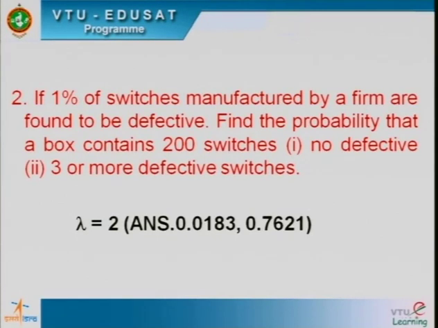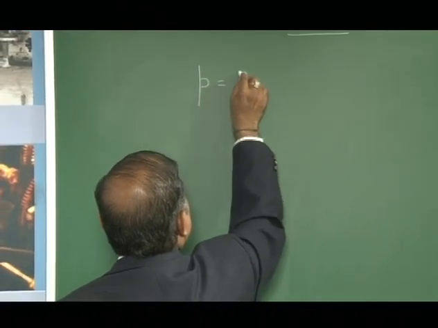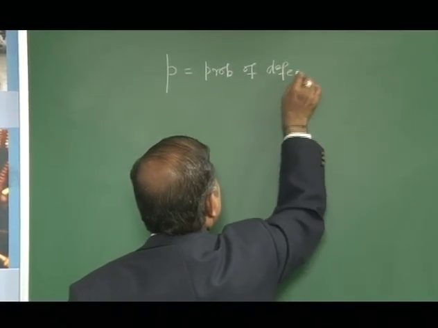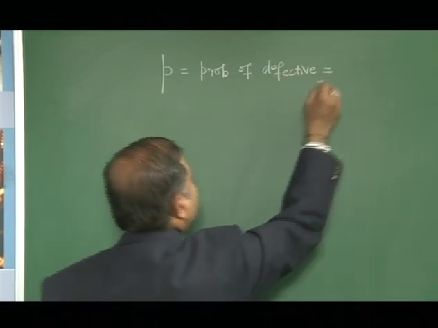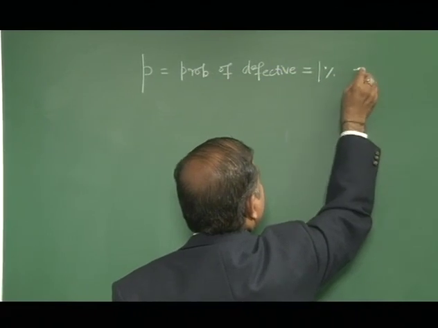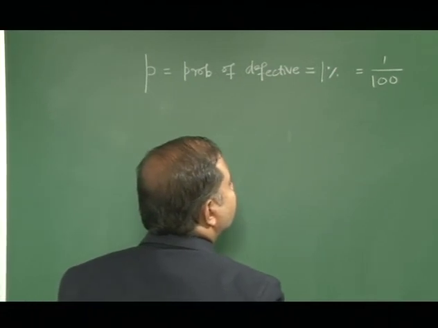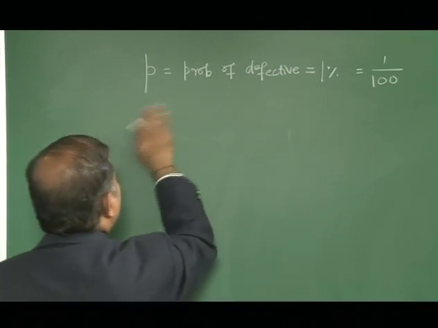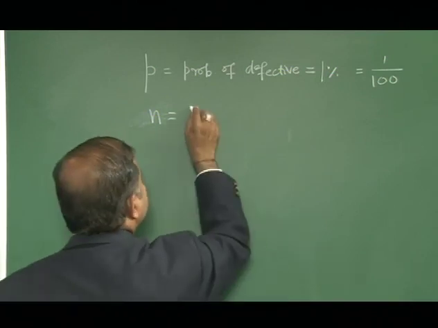Please note that they are asking to find the probability. So 1%, that means p is equal to the probability of defective. Last class also I told you, please define your p. Probability of defective is 1%, that means 1 by 100. And n, capital N or small n, anything. What is the n value? They have taken 200 switches.